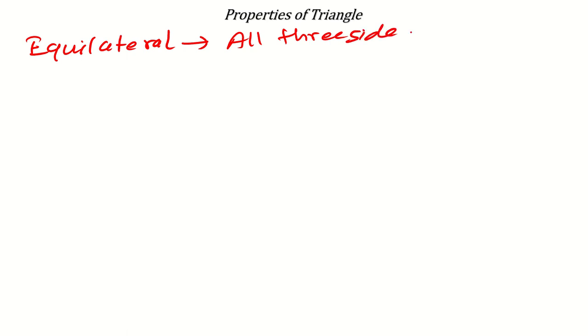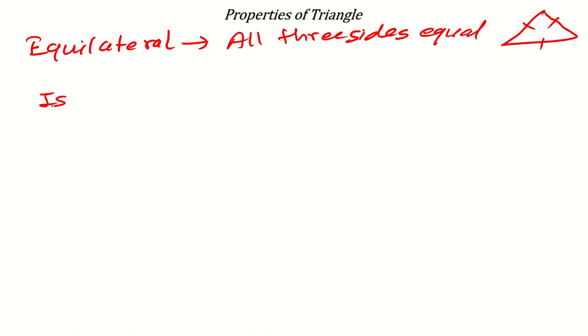Now, next is properties of triangles. See, before discussing the question, I will tell you what all types of triangles we have. First is the equilateral triangle. What is the meaning of equilateral triangle? Equilateral triangle means all three sides are equal, and basically it will be given like this: one small line on all three sides.